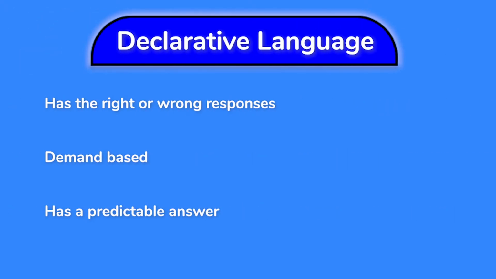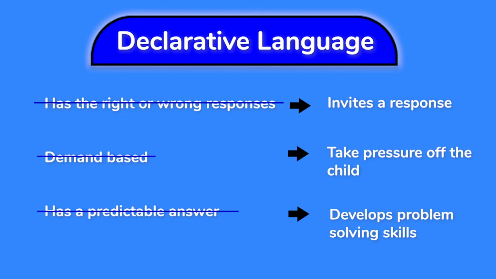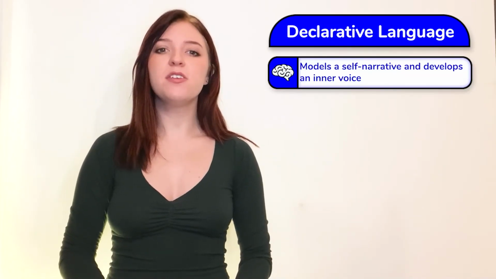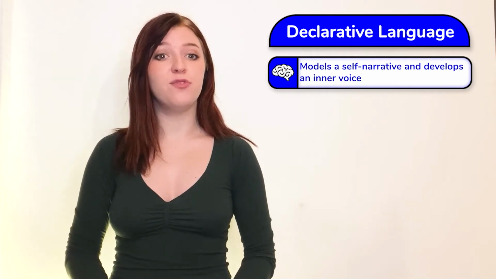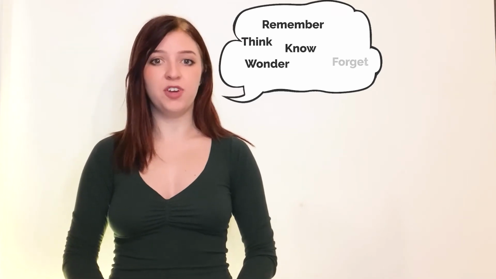Declarative language is not questioning or commands that have a specific right or wrong answer. It is not demanding. It is flexible and allows for more than one possible way to respond. Why use declarative language? Well, it models a self-narrative and develops an inner voice. It uses cognitive verbs such as think, wonder, know, remember, forget, decide, and imagine. These cognitive verbs talk about thinking processes.